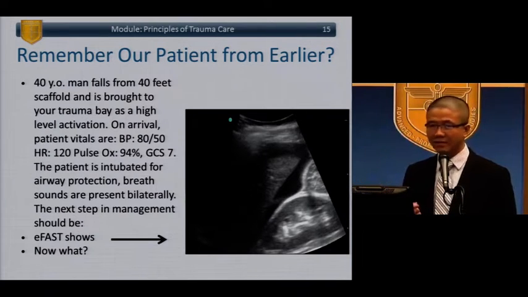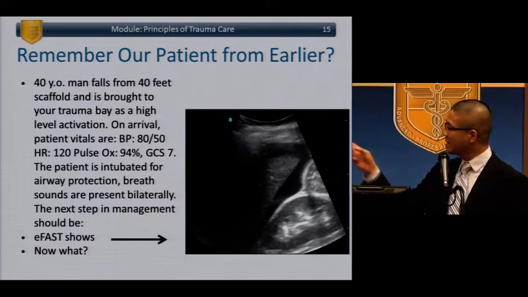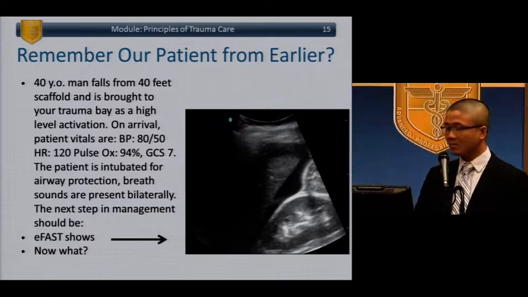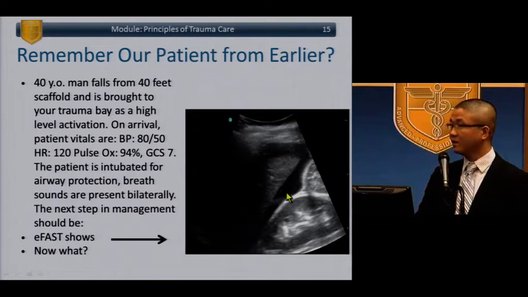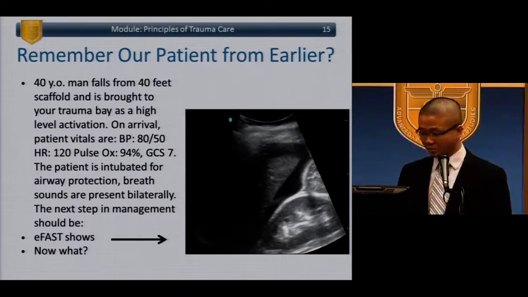You don't have to click. It's not in the response system. But that's clearly hepatorenal fluid. Right? Liver, kidney, lots of fluid. Okay? This patient ends up in the operating room. Okay? This is an exploratory laparotomy.